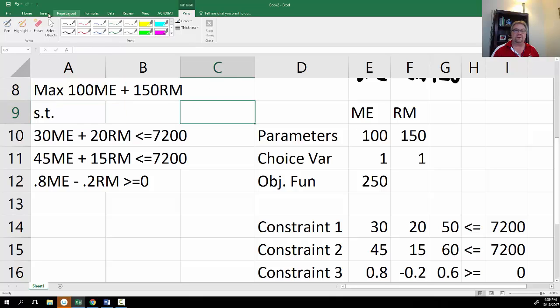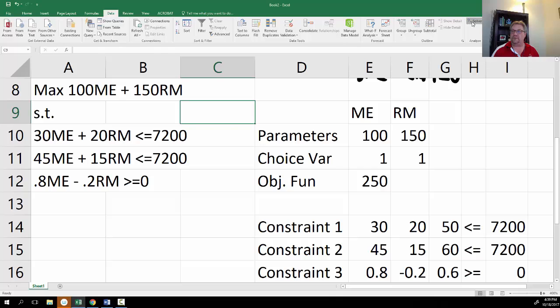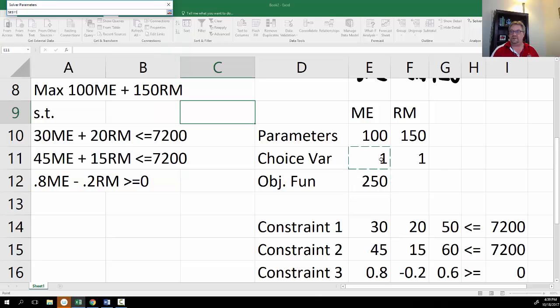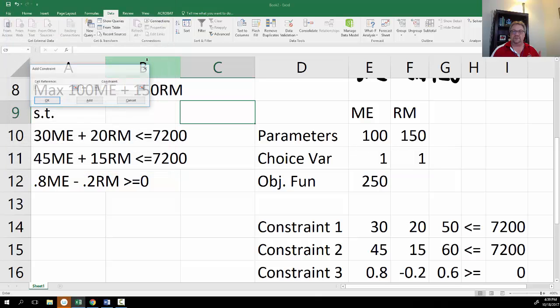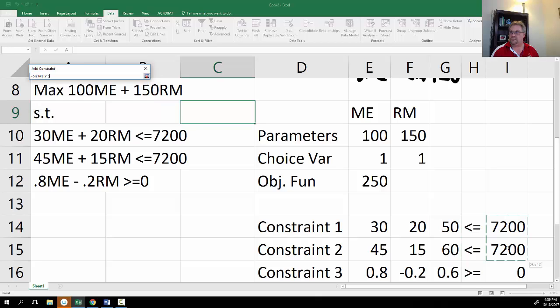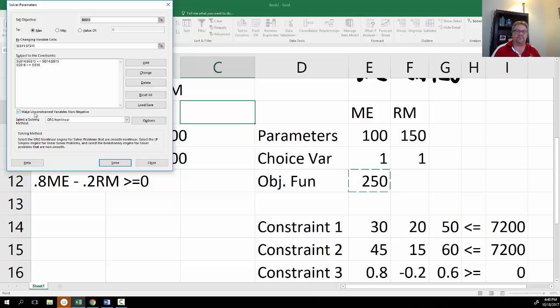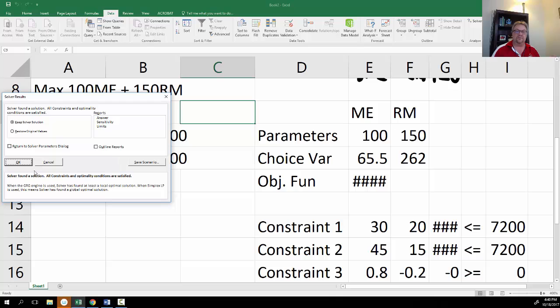Okay, so let's go into data. Let's go into solver. All right, so I want to maximize that objective function by changing these cells subject to these two parameters have to be less than or equal to those two numbers. And this has to be greater than or equal to that. I've got this box checked. Simplex LP, hit solve, voila.